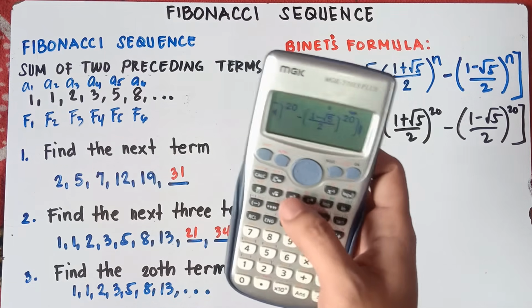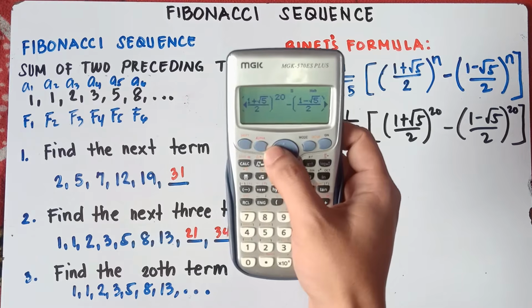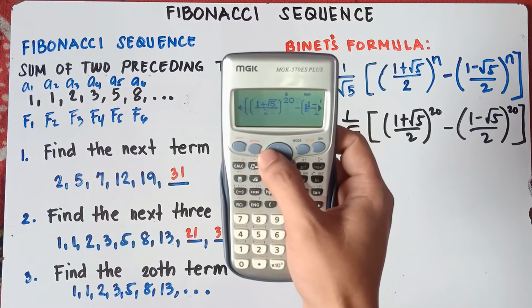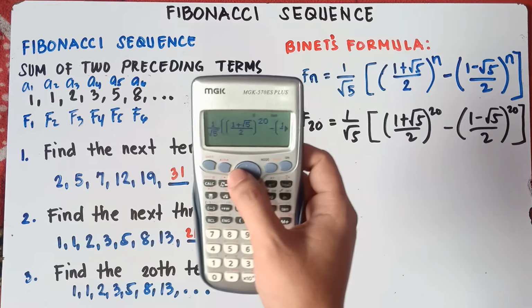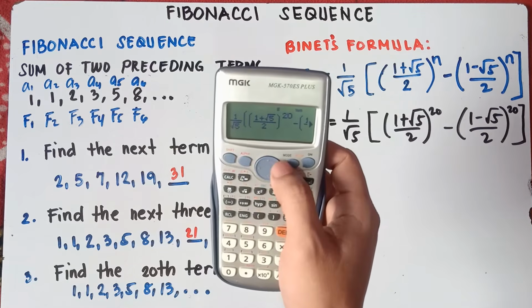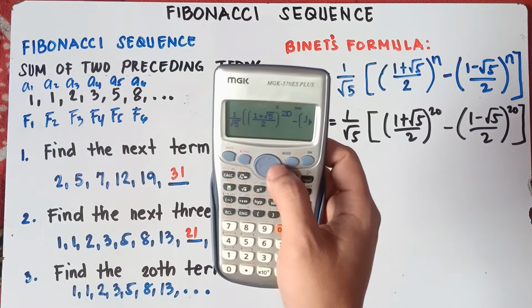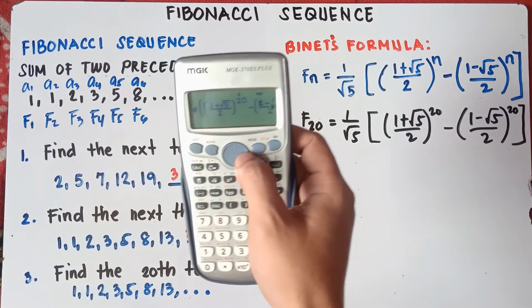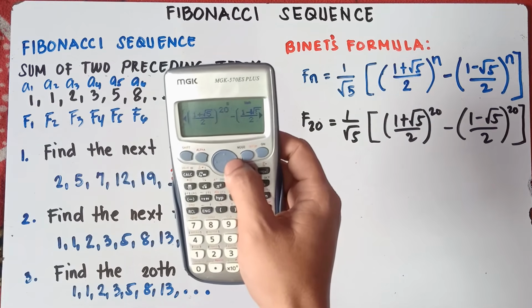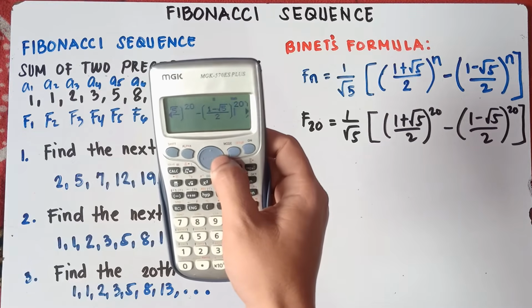Alright, so I hope you see that one, class. So that'll be, you can check your answer, double check your answer, class. So let's double check. We have 1 over square root of 5, then 2 parentheses, then (1 plus square root of 5) over 2 raised to the power of 20 minus (1 minus square root of 5) over 2 raised to the power of 20.